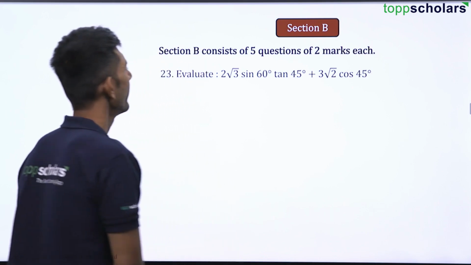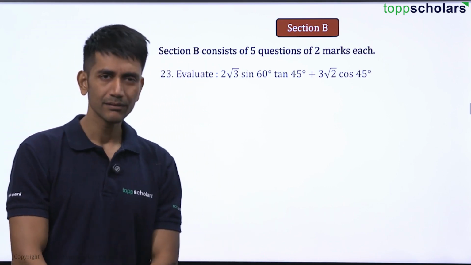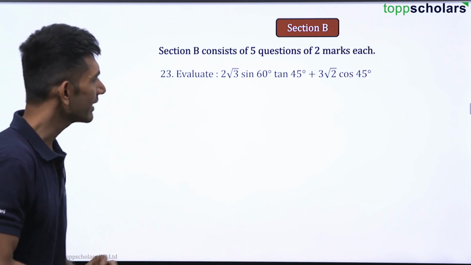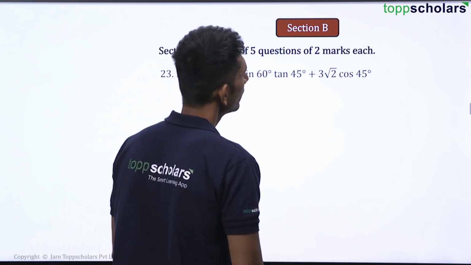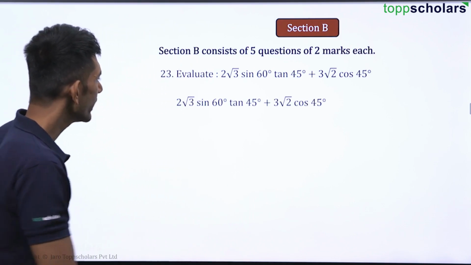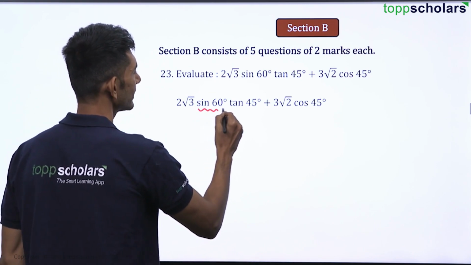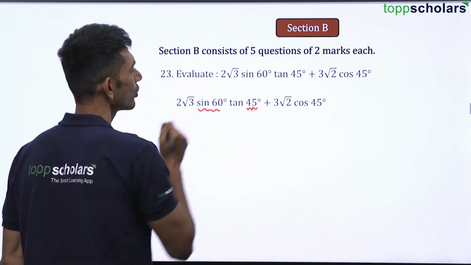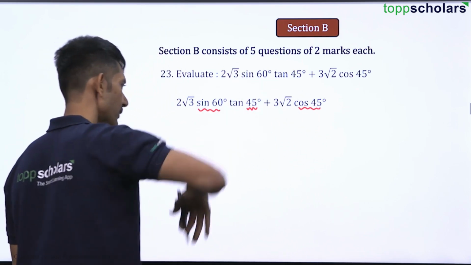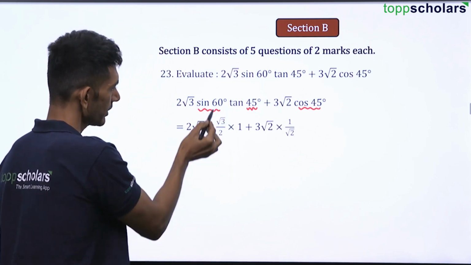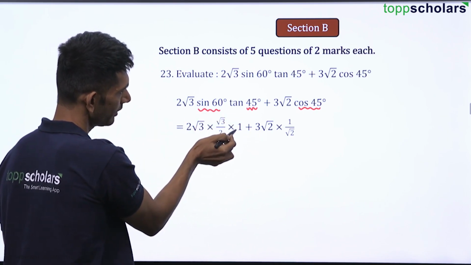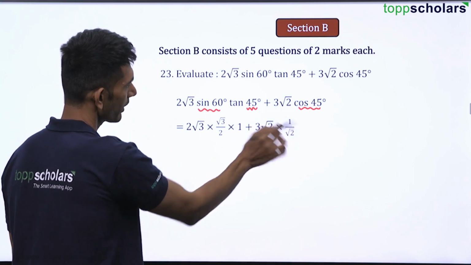Now this says evaluate, as in find the value. Evaluate 2 root 3 into sin 60 tan 45 plus 3 root 2 into cos 45. Now see, you need to know the values, right? Sin 60 is root 3 by 2, tan 45 is 1, cos 45 is 1 by root 2. Let's put the values. Root 3 by 2, tan 45 is 1 here, and this is 3 root 2 into 1 by root 2.